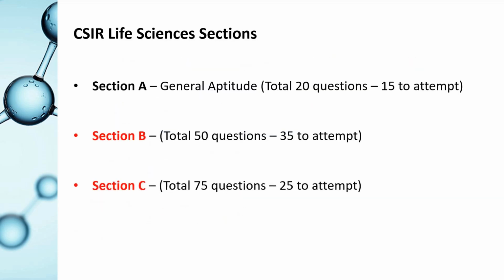In Section A, a maximum of 15 questions can be attempted out of 20. Whereas in Section B, 15 extra questions, and in Section C, 50 extra questions are provided. Therefore, having a planned strategy helps score maximum. We are covering Section B and Section C, as Section A is basically aptitude-based.